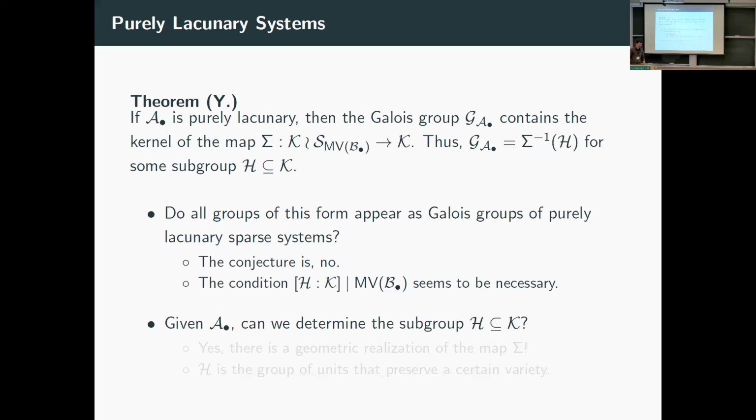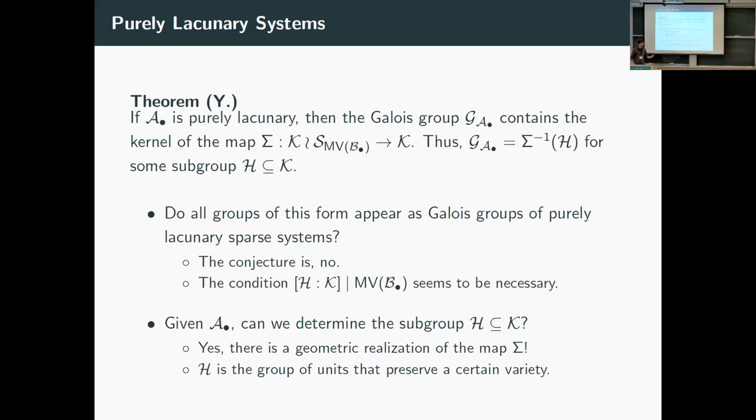And then the second part is now, if we have a set of pure lacunary supports, A dot, how do you actually determine this subgroup H and actually figure out what this Galois group is? It turns out this is also a problem that is not very easy, but there's some geometric realization of that map sigma, and from that geometric realization, we can say exactly what that subgroup is. Okay, and so this is where things take a bit of a turn.